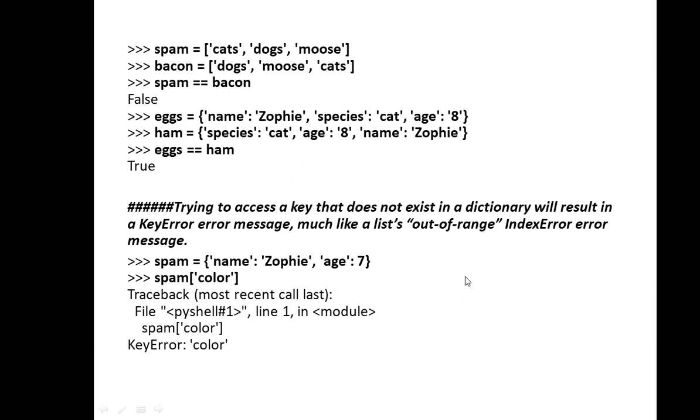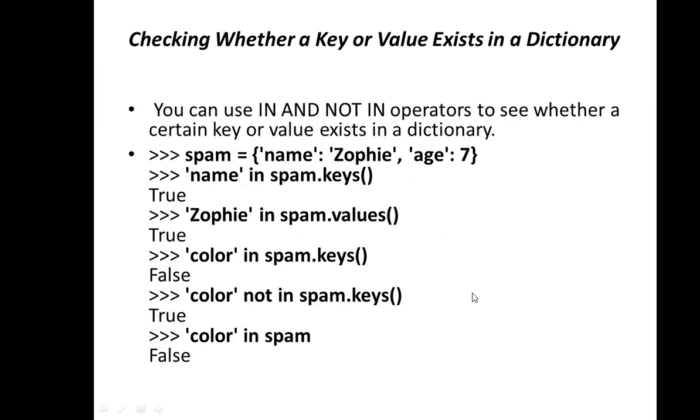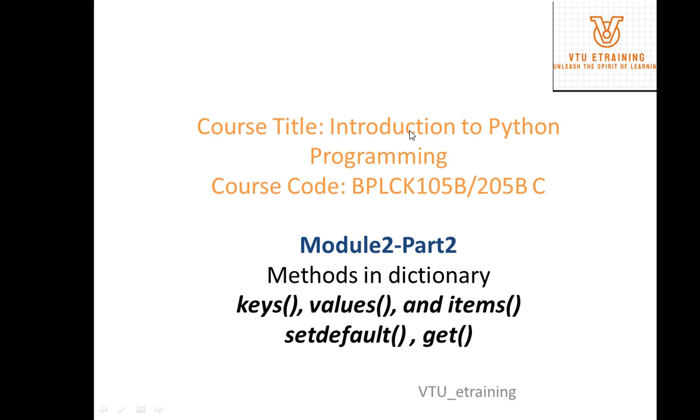And we also saw the out of range index error, and how if the key is not present, it gives us an error. And we saw a simple program where we saw how we could create a dictionary, and how you can use the in operator to check whether a name or a value or a key is present or not in the dictionary. And finally, we concluded this session with usage of in and not in operations. So in the next session we will discuss different methods in dictionaries like keys, values, items, setdefault and get functions. Thank you.